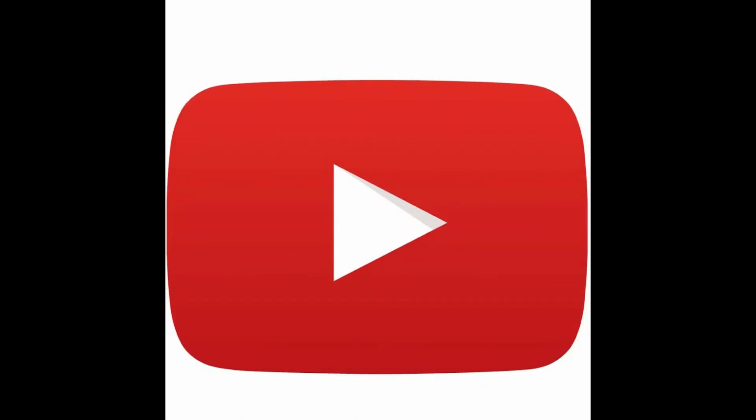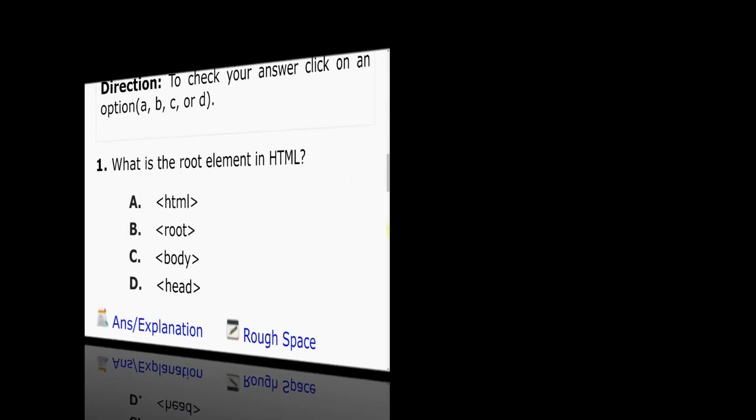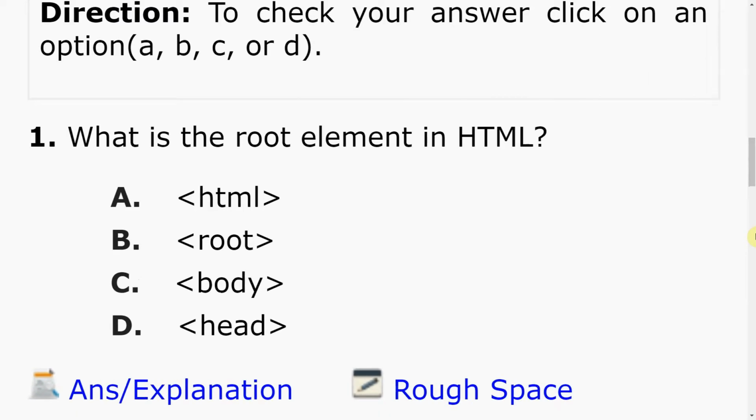Let us start with the first question. The first question is, what is the root element in HTML? Option A HTML, B root, C body, and D head. And the answer is HTML.